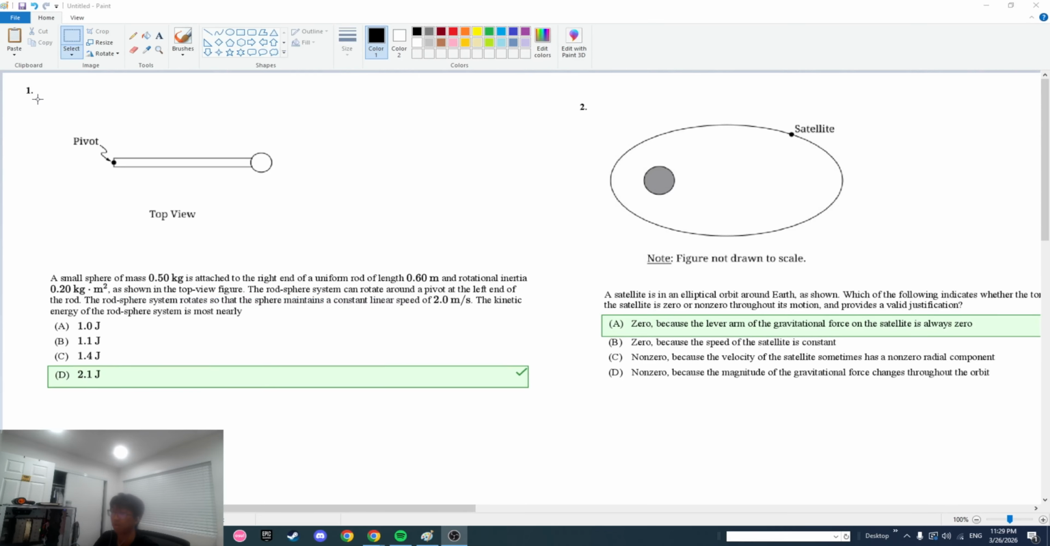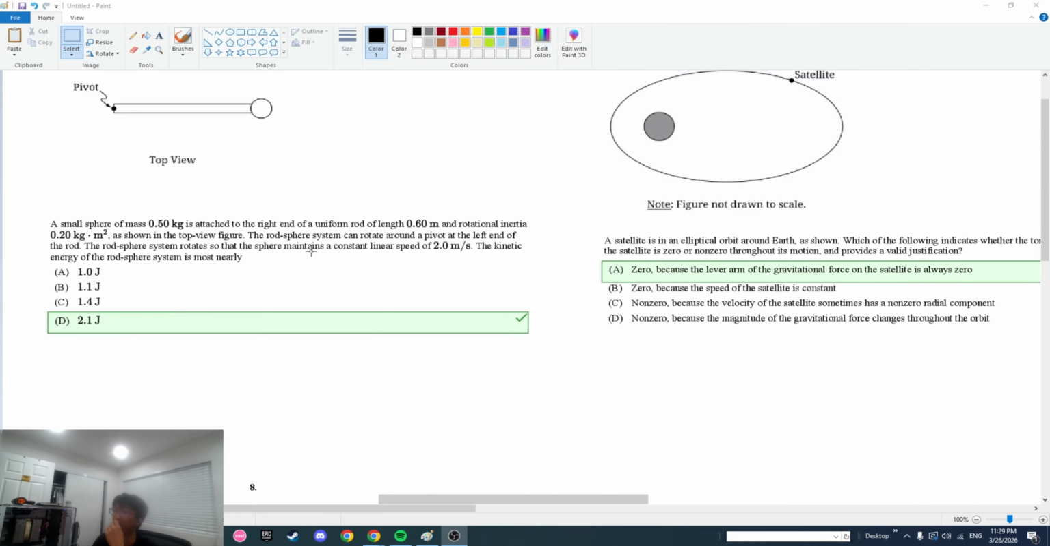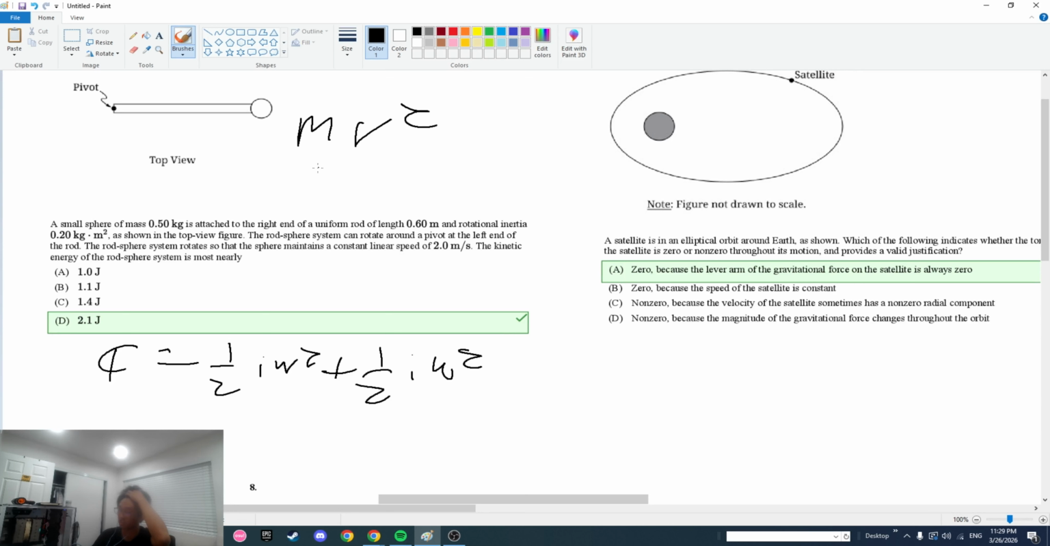So for the first one I missed, it's asking for the kinetic energy of the rod sphere system. So when you consider the kinetic energy of the rod and the sphere, we get K equals 1/2 I omega squared plus 1/2 I omega squared, where the first I is for the rod and the second is for the sphere. First, we have to find it for the sphere, so that's mr squared. We get the mass 0.5 times the length 0.6 squared, and we should get 0.18 as our rotational inertia.